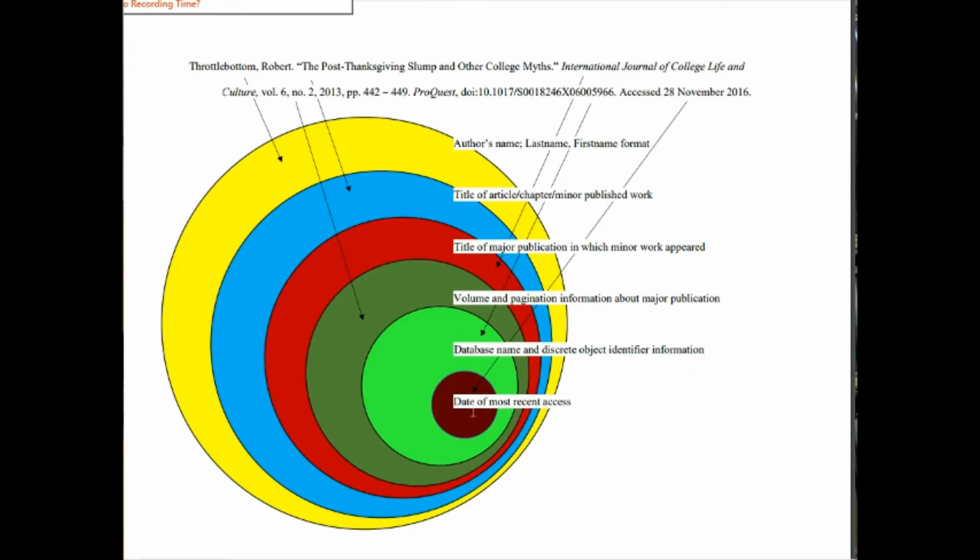Finally, and most importantly, we need to make sure that we've got the date of last access, and that's because things on the internet change a lot. Internet information is often updated, it's sometimes relocated, it's sometimes even deleted. So we really do need to know when you accessed what you accessed.